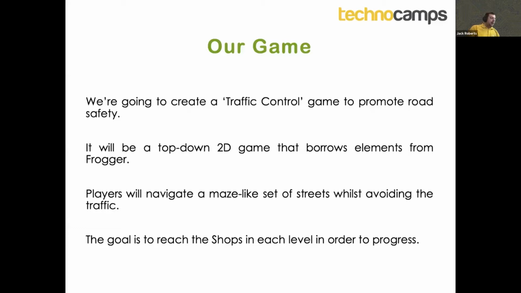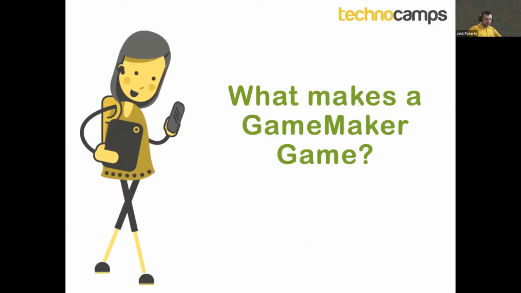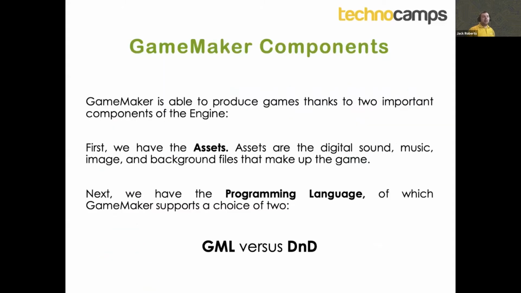So let's break down what actually makes up a GameMaker game. GameMaker is able to make games because of two important components of the engine. One of the most important components are the assets. Assets are the digital sound, music, image, background files that make up the game. So any digital file used in the production of the game. The specification is very heavy on the word asset, so it's good to get familiar with this and look at some of the things that can be produced.